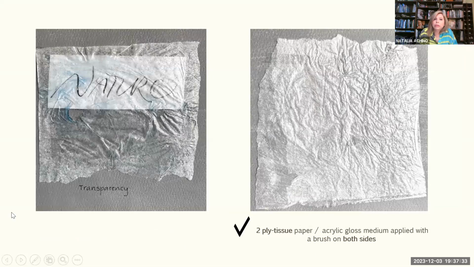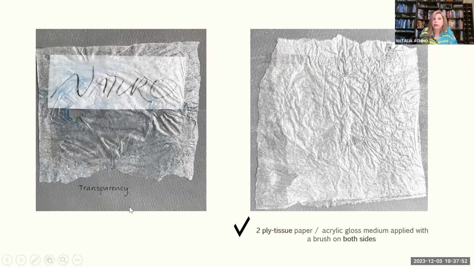At the beginning, I was looking for transparency because I was going to work with layers of this tissue paper, and I wanted my writing on the rows to see through. So that's why I was testing for transparency.